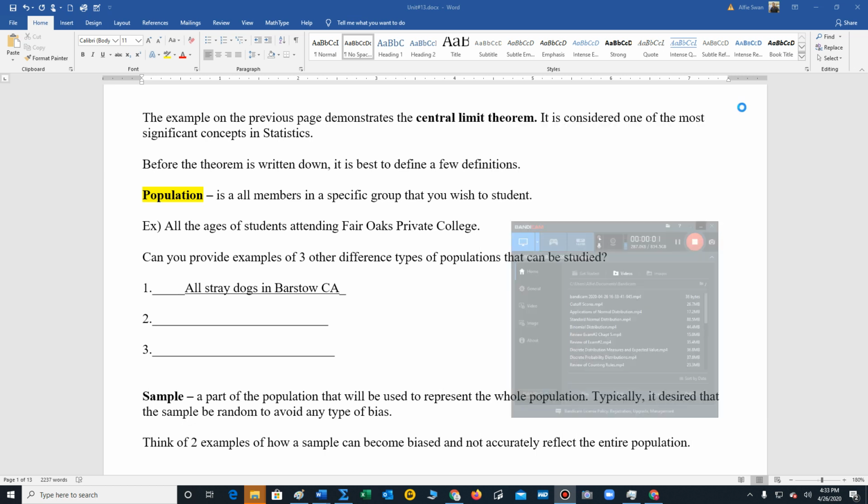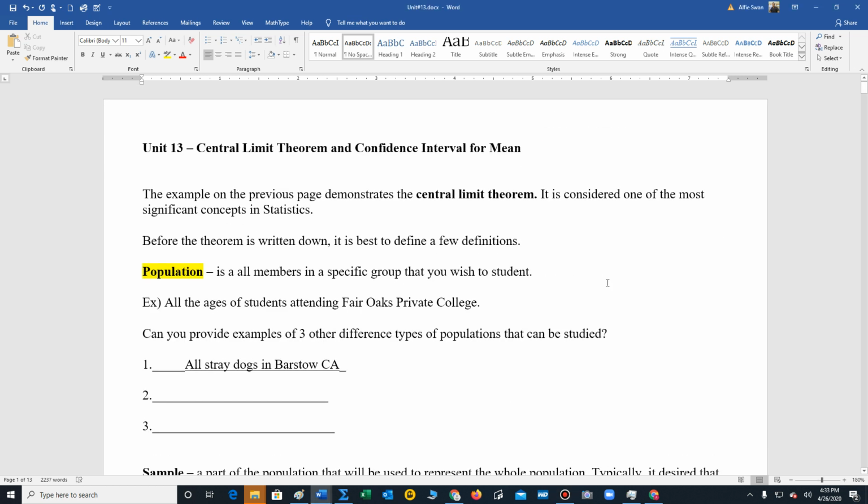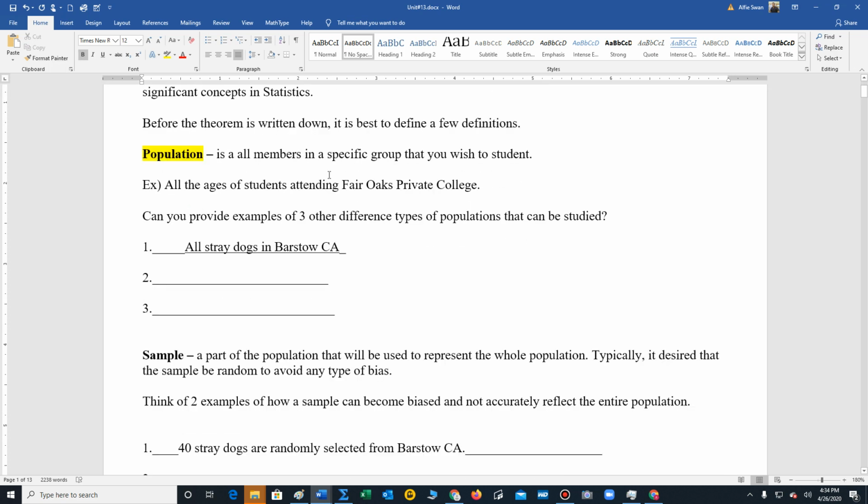Okay, let's get started. We're now in Unit 13. We're going to discuss what's called the central limit theorem, and in a later video we'll cover the confidence interval for the mean. To highlight the central limit theorem, we're going to show you an example. But before we get to the example, we are going to discuss some key definitions.